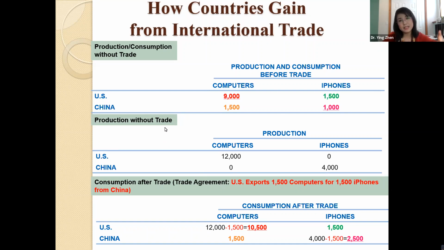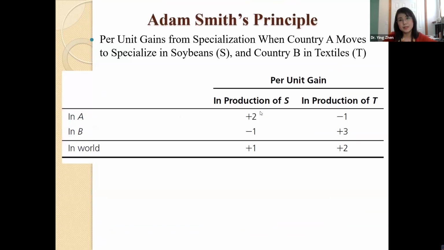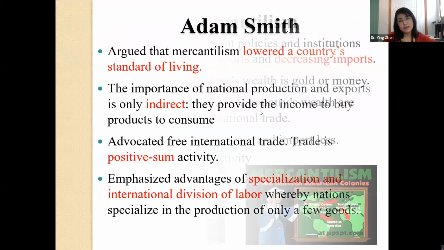So in this long example, we will still let the countries trade and then see what will happen. So we will let them specialize and then produce according to their comparative advantage. And then the last step is to compare with their consumption level before trade. So the point is to compare the consumption level.